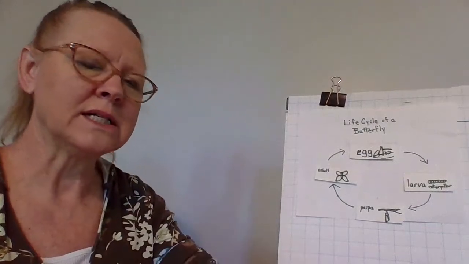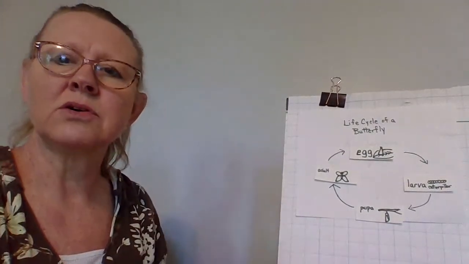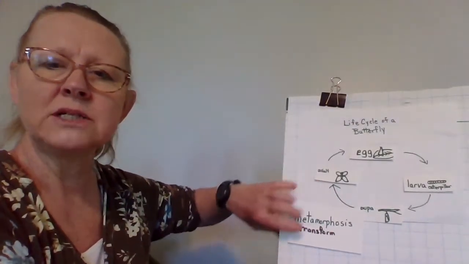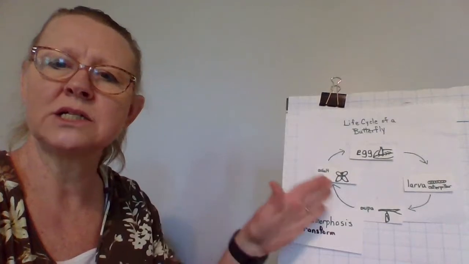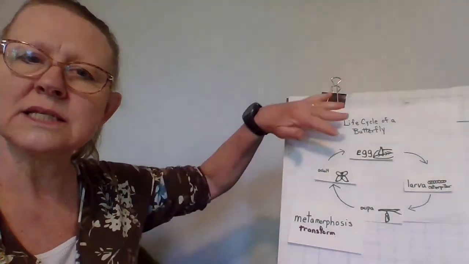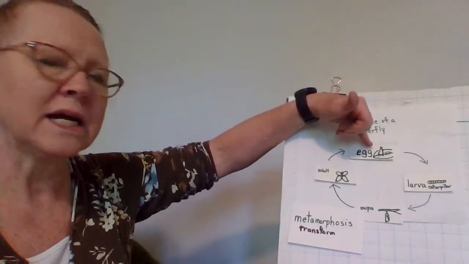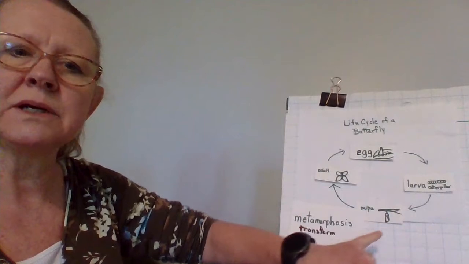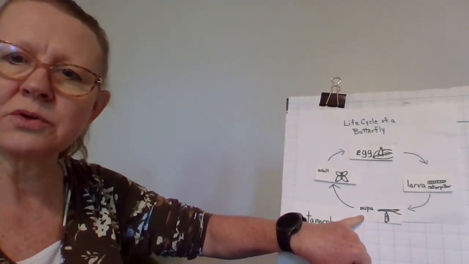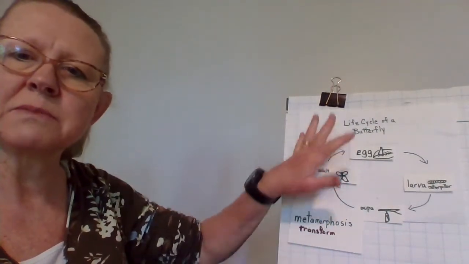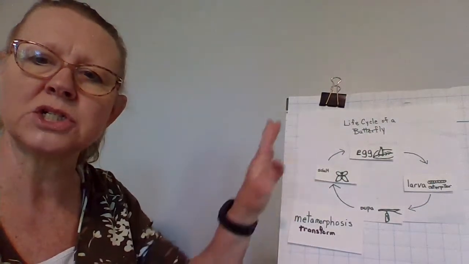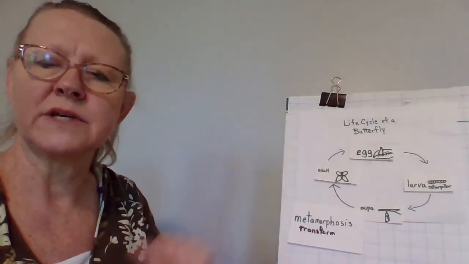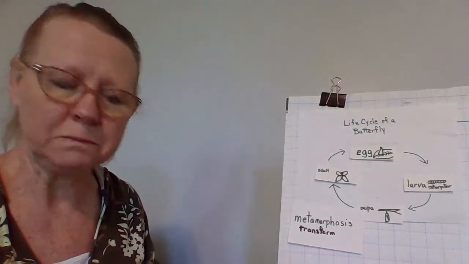And so what we call this change in this life cycle is metamorphosis. Metamorphosis means to transform, to change forms. So this is a complete metamorphosis. It looks completely different as an egg, as a caterpillar, as a pupa in the chrysalis, and then as an adult. It completely transforms and changes, and has 4 complete versions of itself during its life cycle.